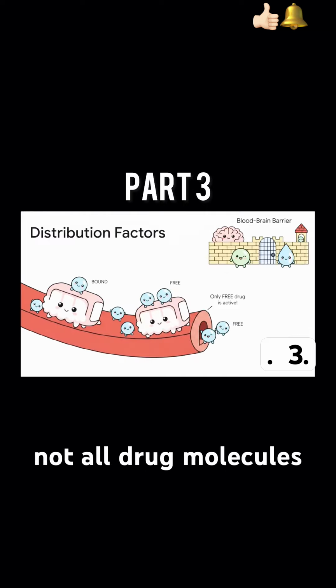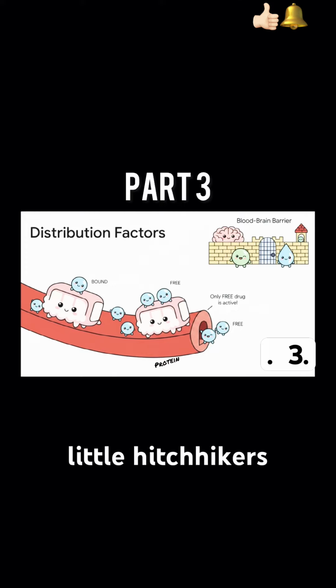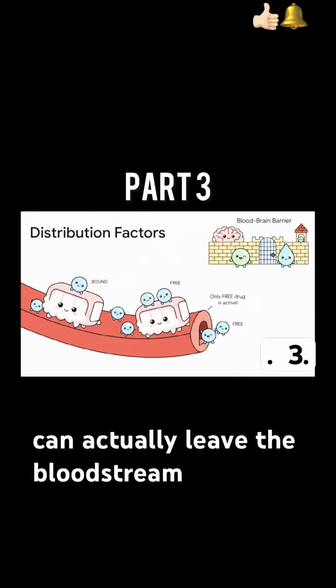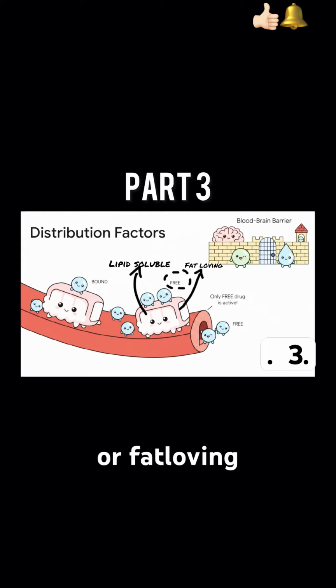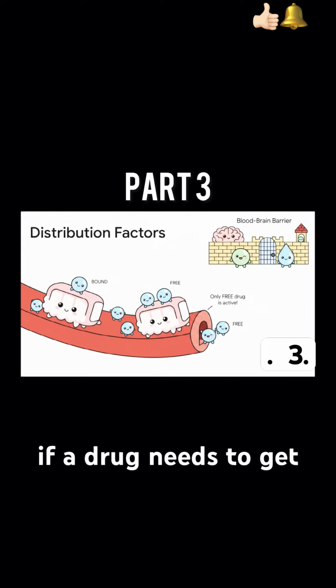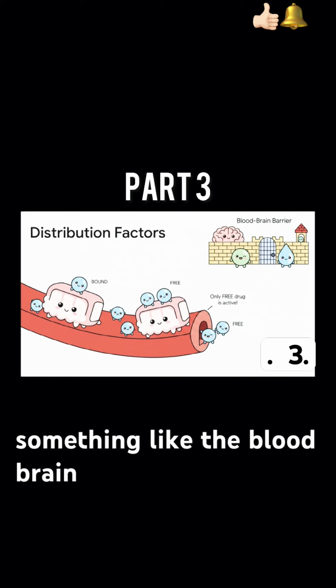Now, not all drug molecules travel alone. A lot of them are like little hitchhikers. They grab onto proteins in the blood, like albumin. And here's the key. Only the free, unbound drug can actually leave the bloodstream and do its job. And once again, being lipid-soluble or fat-loving is a huge deal here, especially if a drug needs to get past something like the blood-brain barrier.